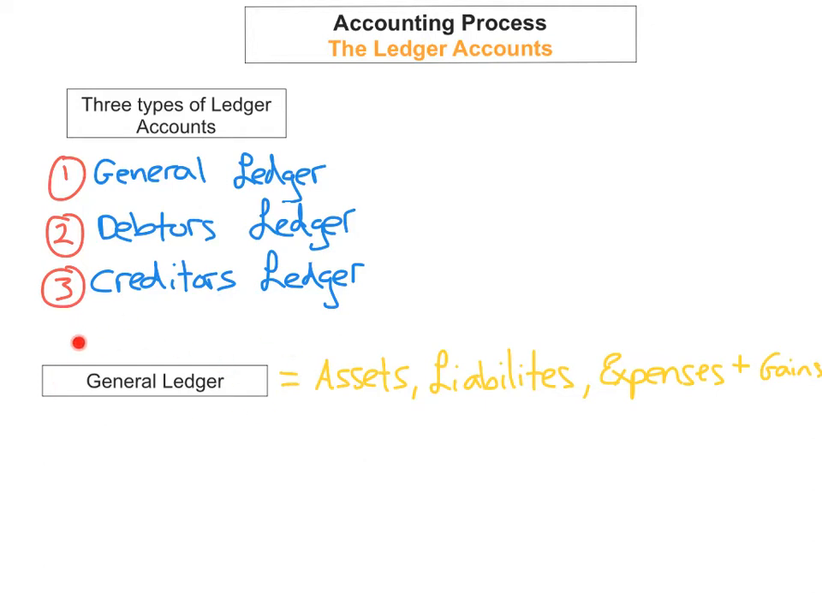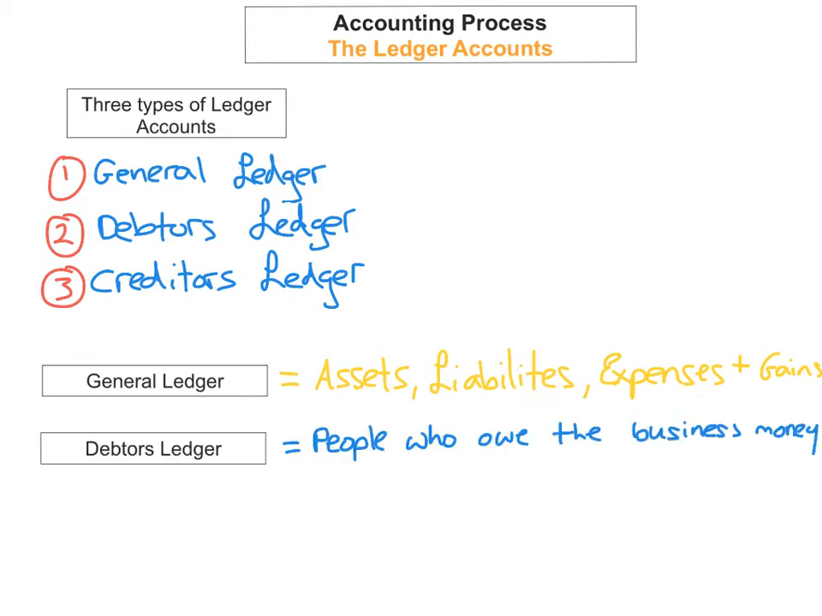In the general ledger, we put in our assets, the liabilities, and we put in expenses and gains. So those are the different things that go into the general ledger: assets, liabilities, expenses, and any gains. The next one is the debtors ledger, and in the debtors ledger we put in all the people who owe the business money. So if somebody owes the business money, then they will go into the debtors ledger.